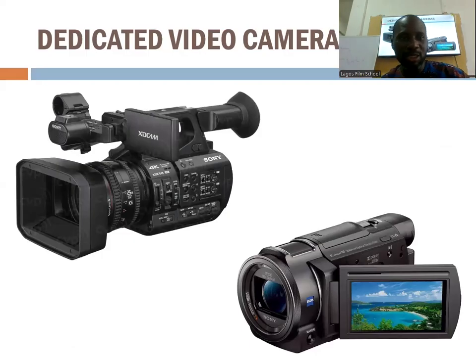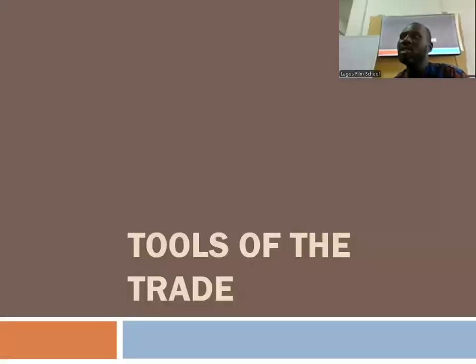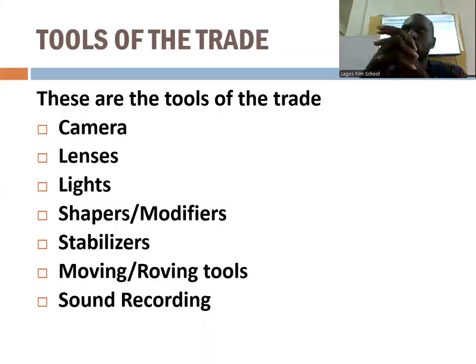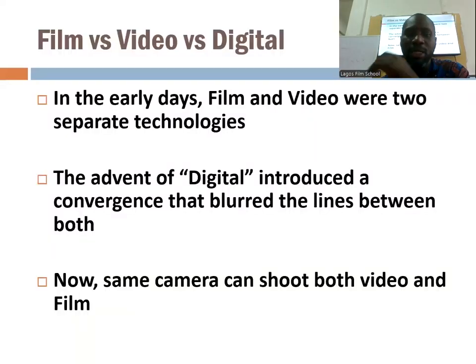This slide is not doing justice to what I have in mind. Hold on, let me close this slide. Okay, so tools of the trade. What do we mean? The tools we use for film making: camera, lenses, lights, light shapers or modifiers, stabilizers, moving or roving tools, and sound recording equipment. So let's start with the camera.